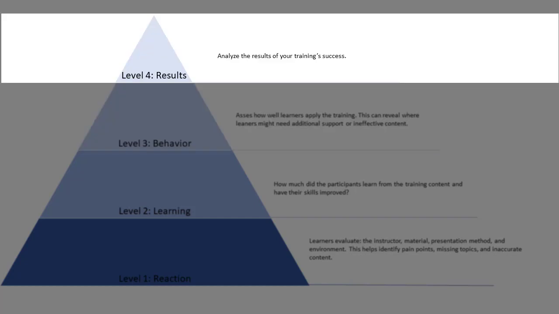The 4th level of the evaluation model is results. This is where we analyze the results of the training success. Some examples on how to evaluate whether or not your training program has been successful is to ask, did the training solve the business problem? What benefits have resulted from the training? And is the ROI projected accurate?